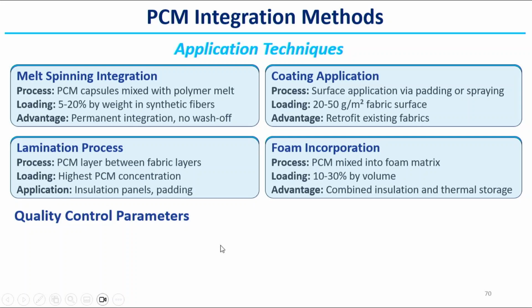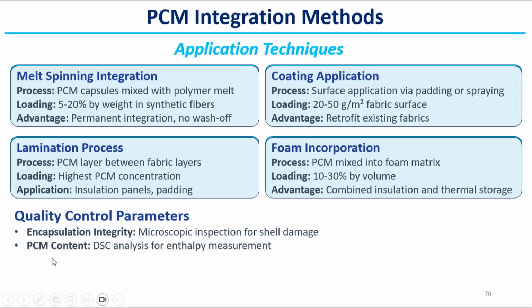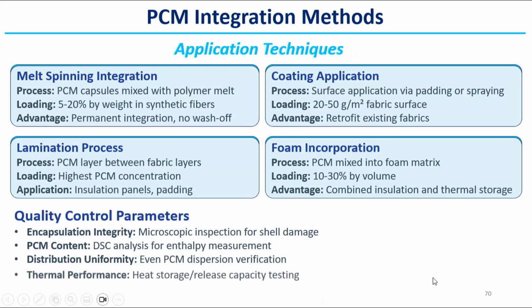So, quality control, if we want to test the characteristics of PCM. Encapsulation integrity: microscopic inspection can be done to assess capsule damage. PCM content: DSC analysis can be done for enthalpy measurement. Distribution: we can verify whether the application is even. And thermal performance: heat storage or heat release capacity can be tested, whether the PCM is working properly or not.